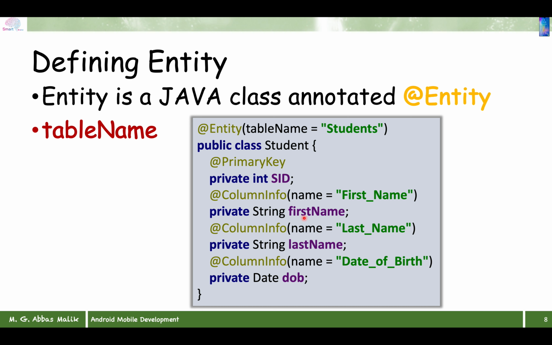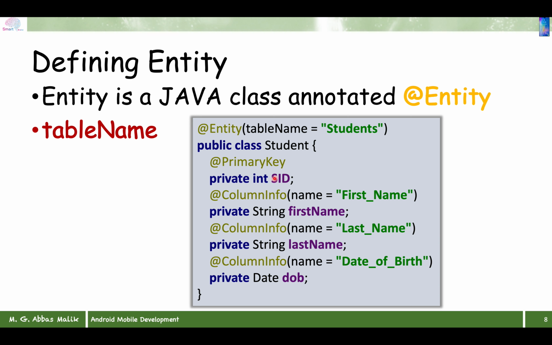The second thing we are saying is a private String firstName, and then we are saying @ColumnInfo. It also represents a column inside the students table, but here we are saying that the name of that column should be first_name rather than the name of the variable that you are declaring as a string here.